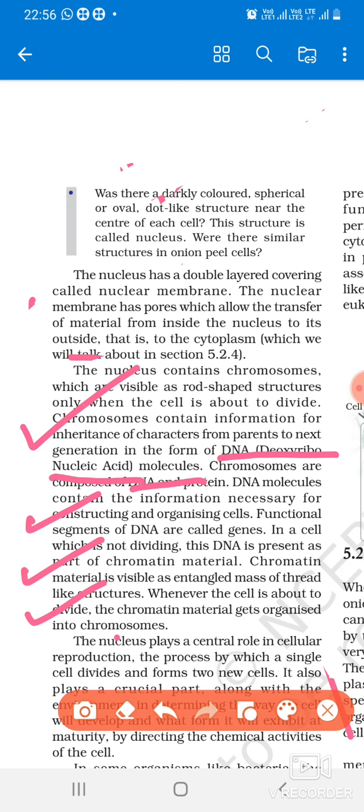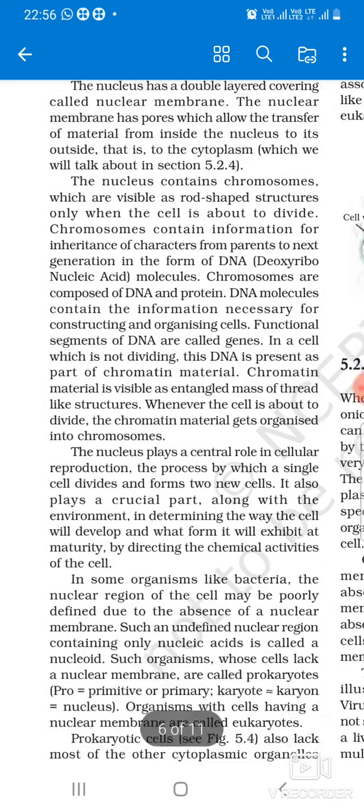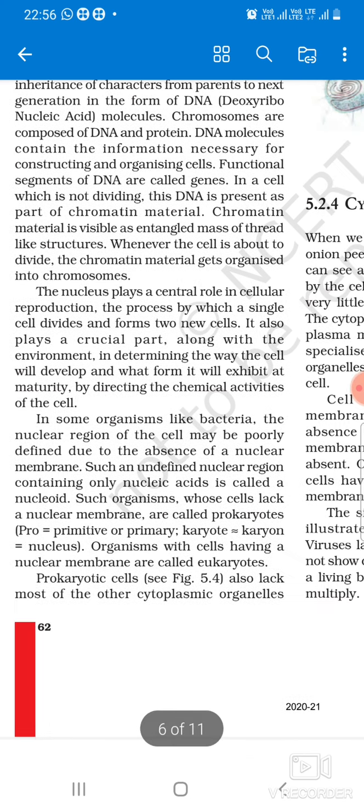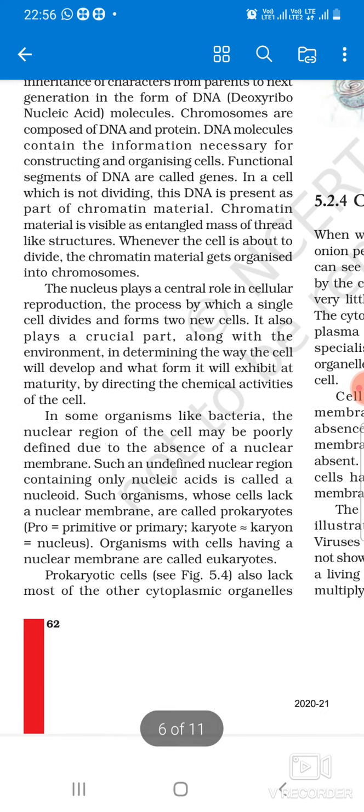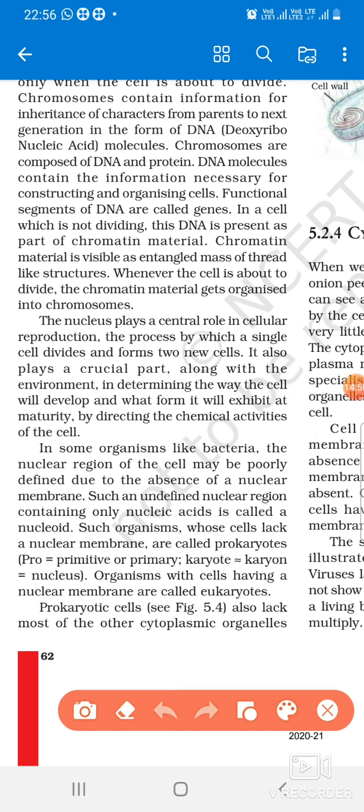Okay, now we say that the nucleus is the control center of the cell. All the activities of the cell are controlled by the nucleus. So we said that the nucleus is the control center. When the cell is going to divide, when there is cellular reproduction, the process by which a single cell divides and forms two new cells, then the nucleus plays a very important role.